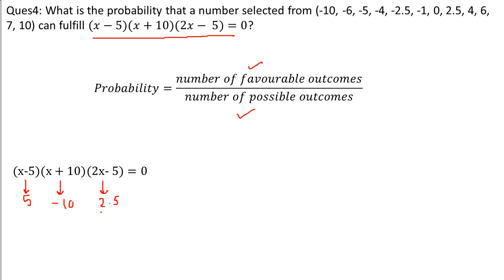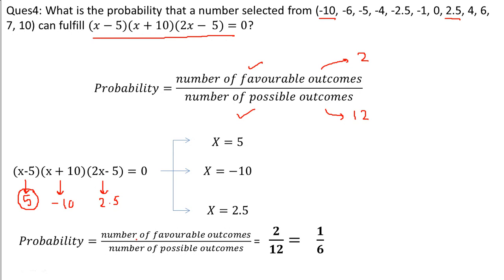But be careful. Out of these three values, I have only two values in my set, which were the total possible outcomes. I have minus 10 in my set, I have 2.5 in my set, but this value x is equal to 5 is not available in my set. So favorable outcomes turns out to be 2, and total number of possible outcomes were total numbers in the set, that are 12.